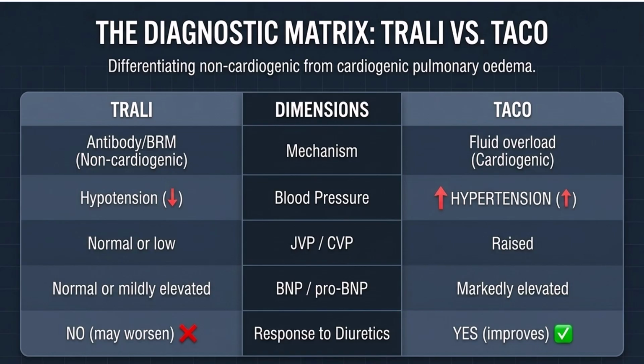Response to diuretics: in TRALI, there will be no improvement, and the patient will get worse, whereas in TACO, yes, there will be rapid improvement, as diuresis removes the excess volume. Additional differentiating features include chest X-ray. In TRALI, the heart size will be normal, whereas in TACO, there will be cardiomegaly. Onset in TRALI is typically earlier, during the transfusion, whereas in TACO it can be up to 6 hours after the transfusion. Fever can be present in TRALI but is not expected in TACO.